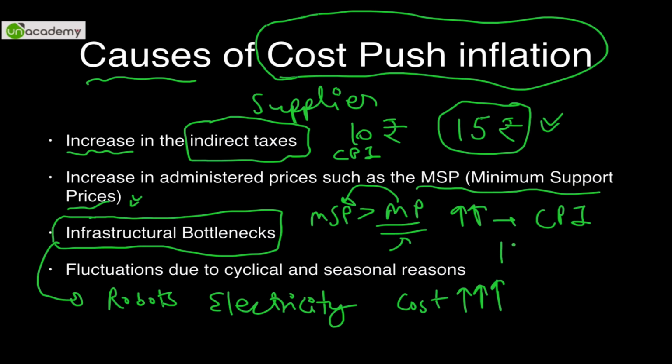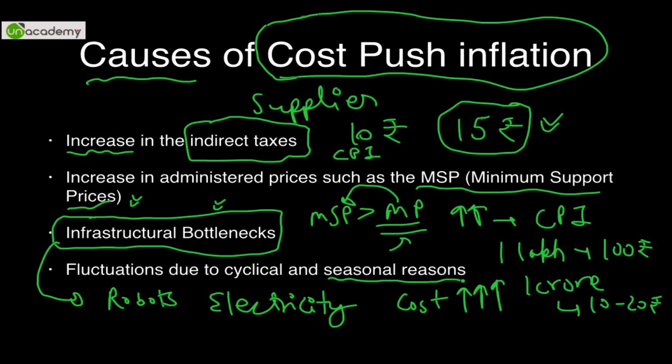For example, if you make 1 lakh light bulbs, it might cost 100 rupees per bulb, but if you make 1 crore light bulbs, the cost may reduce as low as 10 to 20 rupees per bulb. This is called economies of scale. It is not achievable if you have infrastructural bottlenecks. And finally, let's assume the monsoon is very bad in India. Obviously the prices of wheat and rice will go up, and the entire economy in India is a gamble on the monsoon. So similarly, cyclical fluctuation is there. So these are various fluctuations.